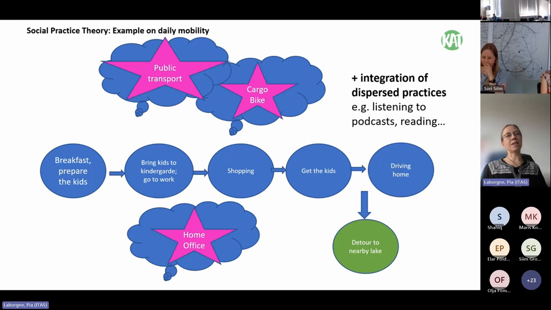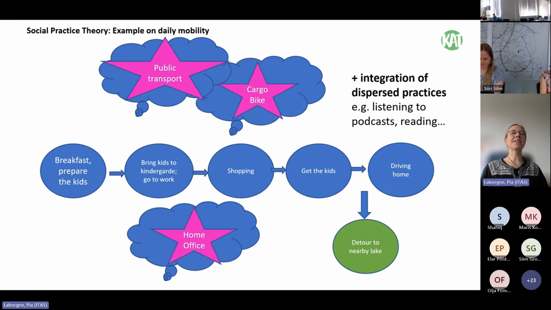Then we need to get back the kids. Perhaps we make a detour to the nearby lake. Is there a biking lane to go there or not? Do we have enough time to go there by bike? Then we have, on one hand, these material structures, like, do we have public transport? Do we have an appropriate bike? Perhaps we make home office, and we can make things easier.